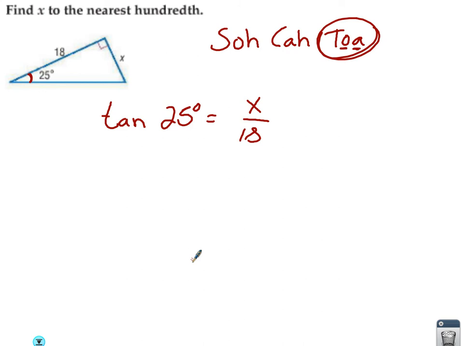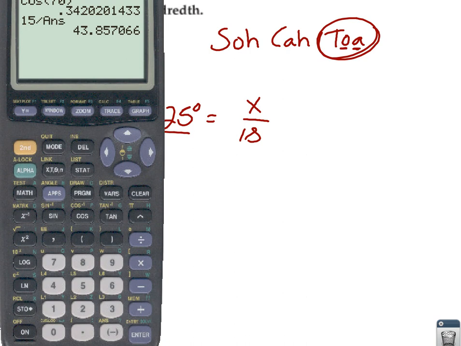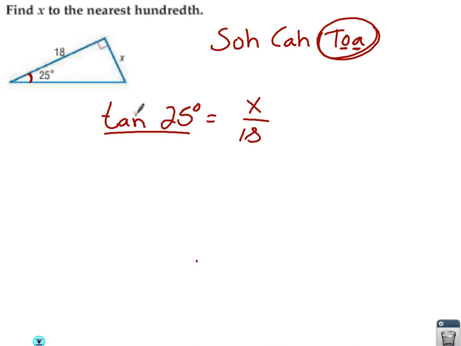Now, let's solve this thing. Last time I turned it to a decimal first. I'm going to show you now how to solve this thing. Let's go back to my calculator. Here's tan, right here. Tan 25, close parentheses, enter. That's 0.466. The tangent of an angle is a number. The sine of an angle is a number. This is a number. So how do I solve this equation? I've got a number equals x over 18. I've got to try to get x by itself.